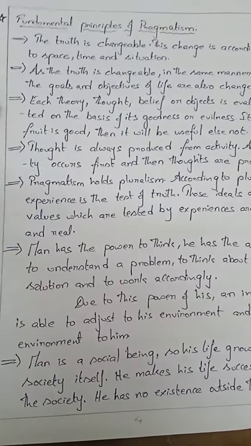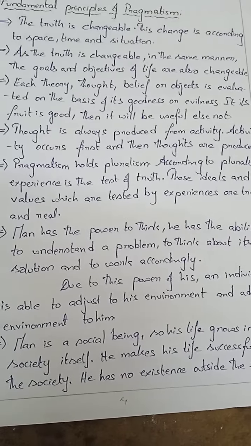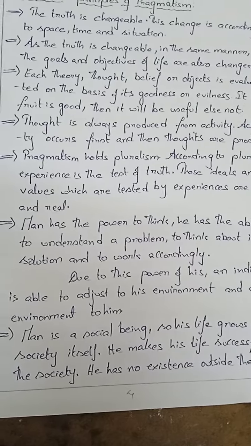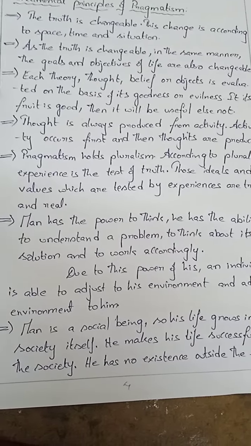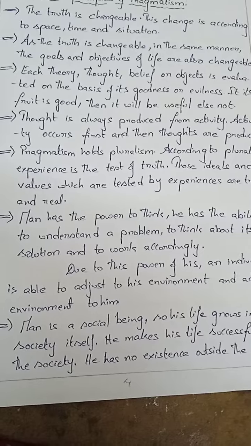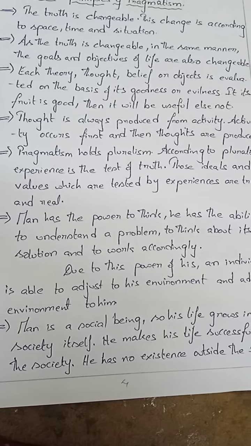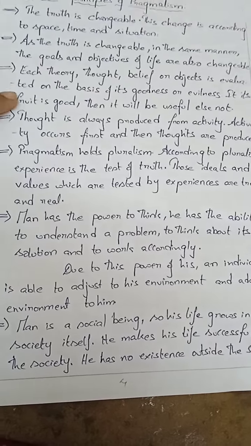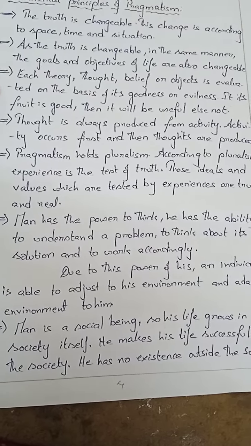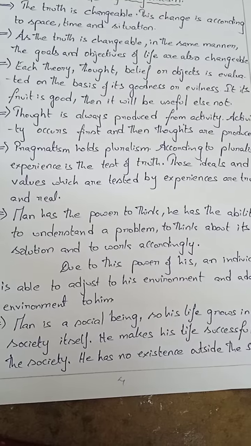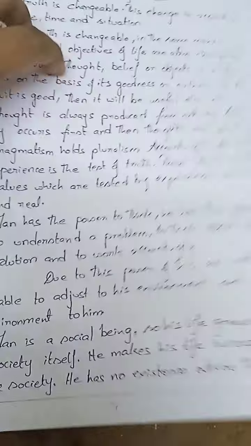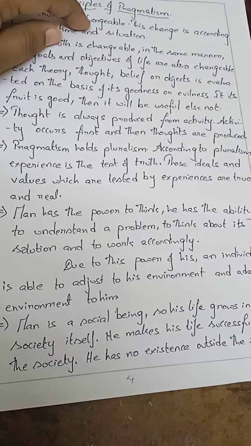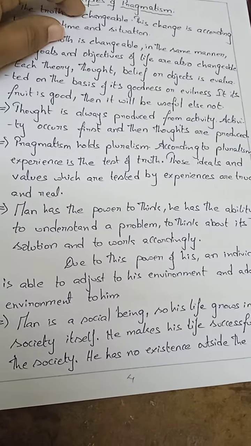Now we will see the fundamental principles of pragmatism. The truth is changeable. This change is according to space, time, and situation. As the truth is changeable, in the same manner the goals and objectives of life are also changeable. Each theory, thought, belief, or object is evaluated on the basis of its goodness and evilness. If its fruit is good, then it is useful, else not. Thought is always produced from activity; activity occurs first and then thought is produced.